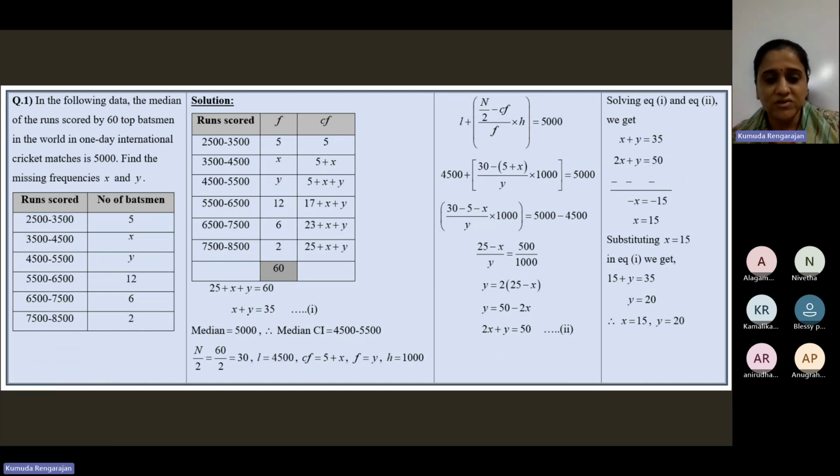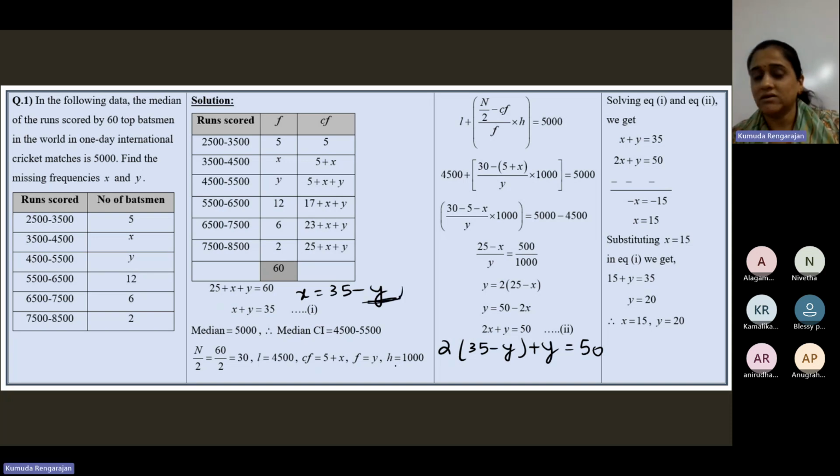Here, from x plus y is equal to 35, you can write x is equal to 35 minus y. Substitute that in the second equation: 2 into, instead of x, you write 35 minus y, plus y is equal to 50. When you work this out, you'll get the value of y. Once you get the value of y, put it here and get the value of x. So that's the substitution method.